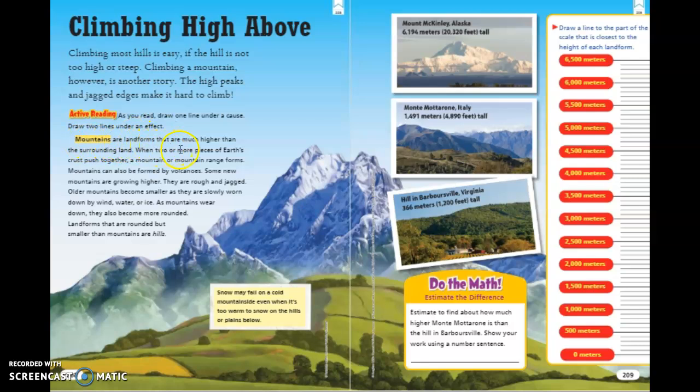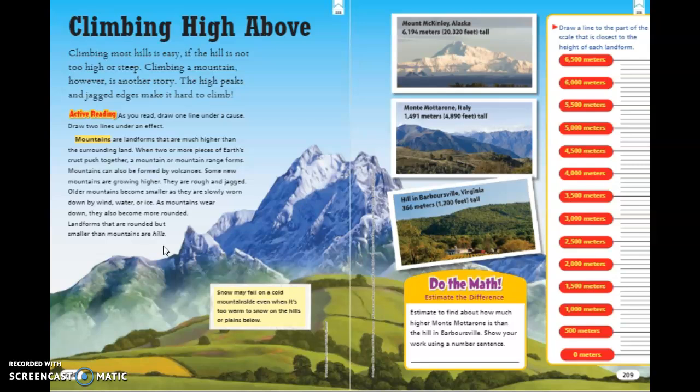Mountains are landforms that are much higher than the surrounding land. When two or more pieces of Earth's crust push together, a mountain or mountain range forms. Mountains can also be formed by volcanoes. Some new mountains are growing higher. They are rough and jagged. Older mountains become smaller as they are slowly worn down by wind, water, or ice. As mountains wear down, they also become more rounded. Landforms that are rounded but smaller than mountains are hills.